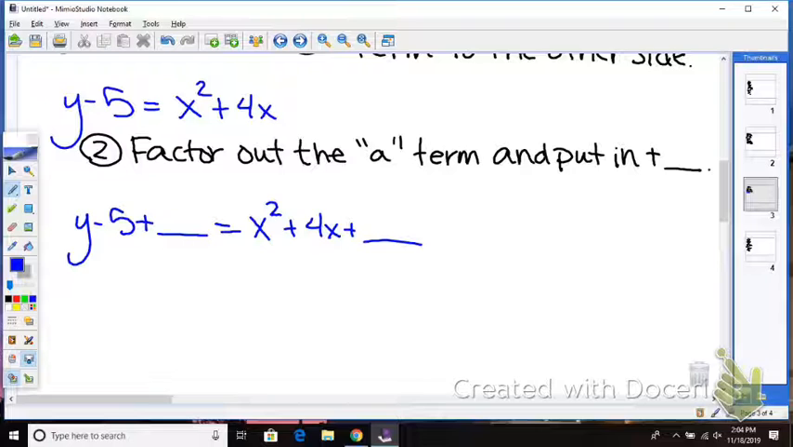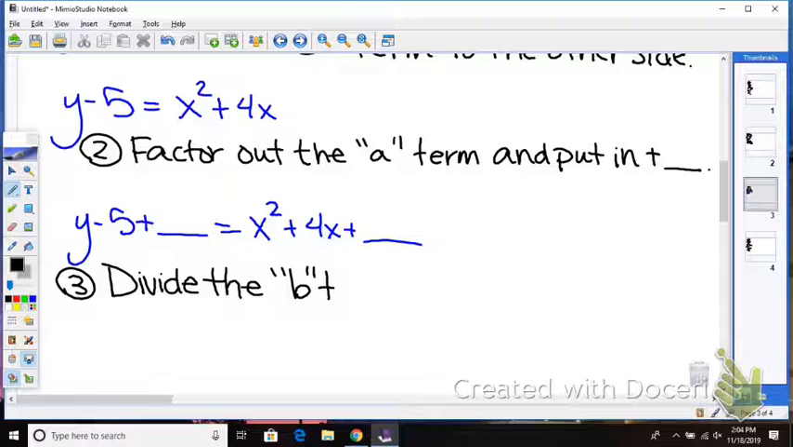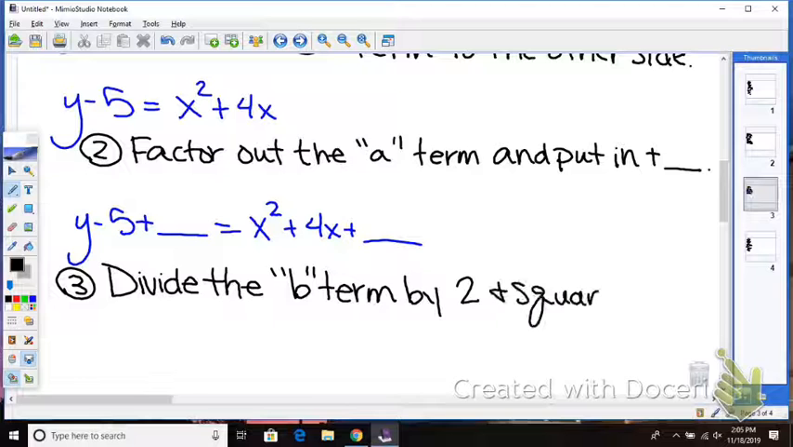Okay, so we didn't have to do the first part. We'll do that on the next example, but we put in our plus blanks on both sides. So to fill in the plus blank, your next step, step 3, is to divide the b term by 2 and square it. Okay, again, this might not make sense, but just write it down and I'll show you.